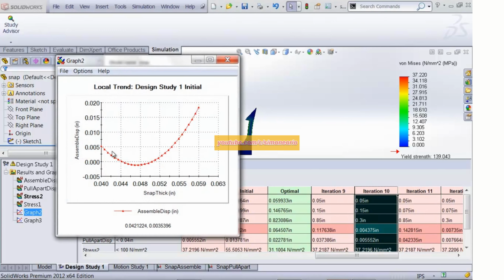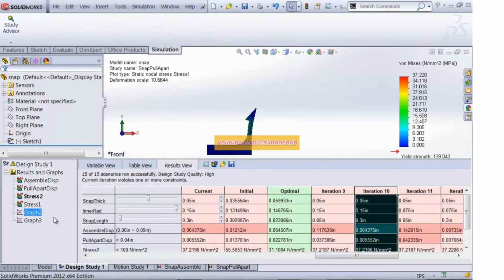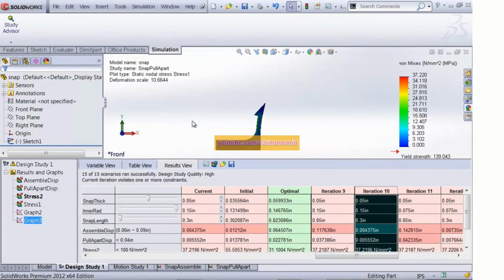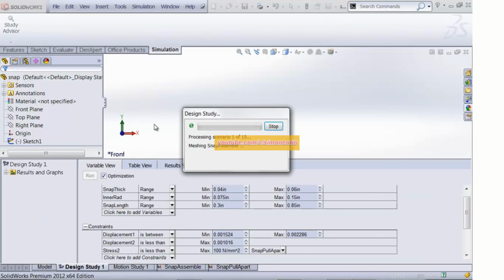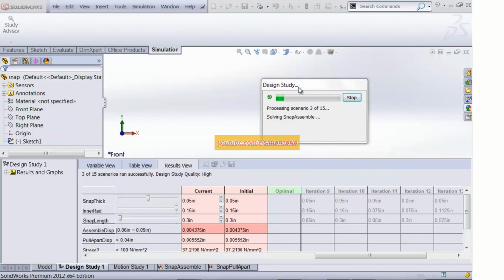In addition, we can create and review trend graphs. In this case we're looking at the displacement of the snap in the X direction, or left and right, as a function of snap thickness. And then we're also looking at the assemble displacement as a function of the inner radius. So we can grab a whole lot of insight into our designs, and they can run extremely quickly. We can just restart this study and see that the analysis runs almost instantaneously.